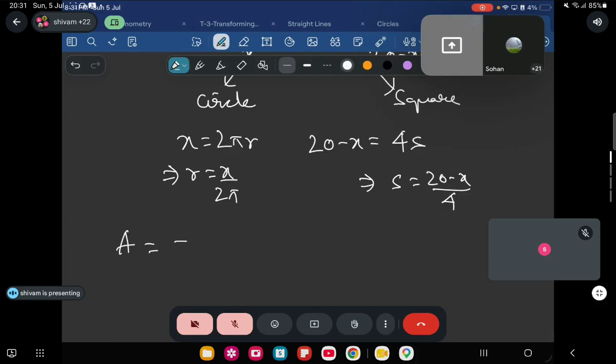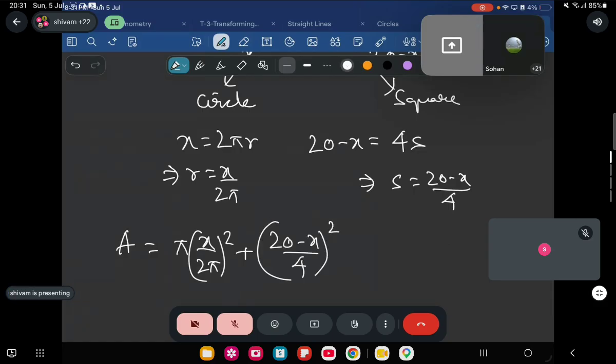Area function will be equal to pi r square, that is, pi times (x by 2 pi) whole square, plus ((20 minus x) by 4) whole square. Tell me, are you people getting? Yes or no? Is it clear?